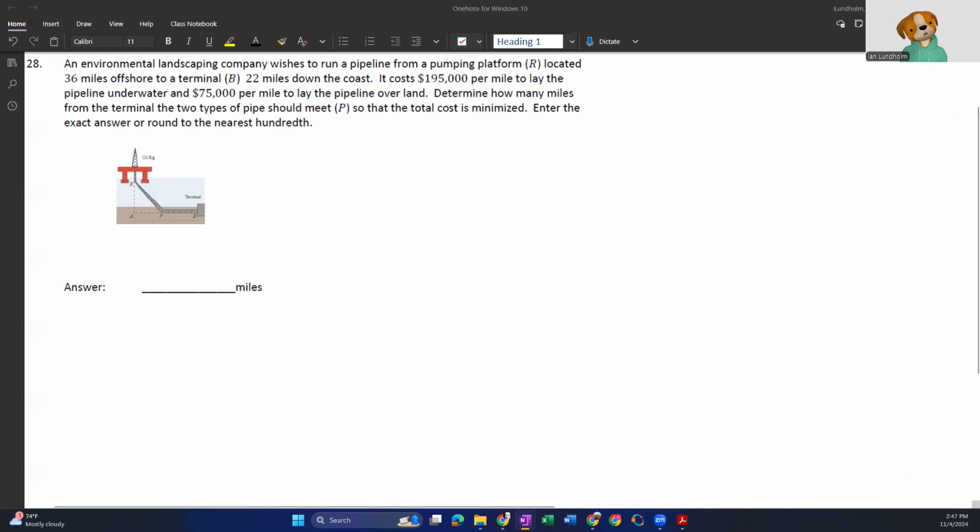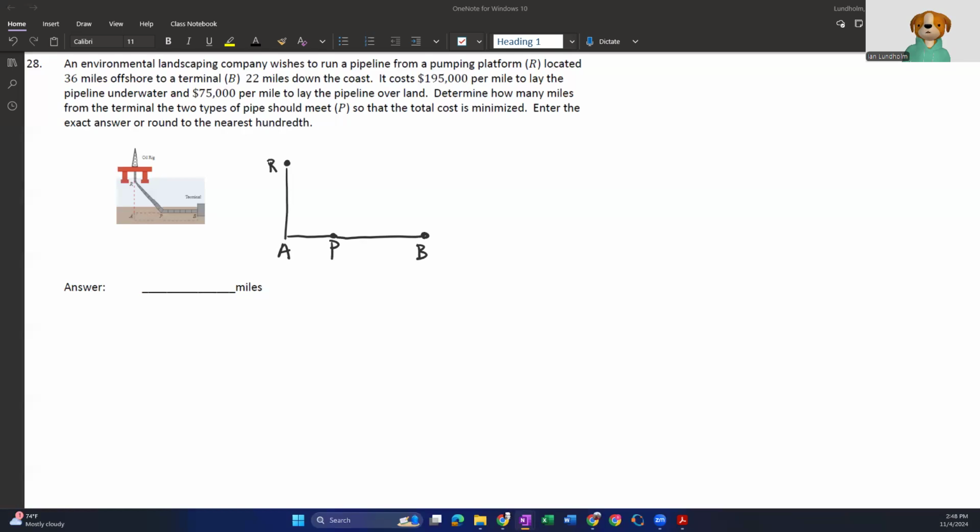Okay, we've got a landscaping company that's running a pipeline. I didn't see the R and the B and the P on this diagram in class. I think we can do a better job of labeling this. This point up at the top, they've labeled R. Going straight down, they labeled this A. A little bit here, they've labeled a point P. And then all the way over here, we've got the terminal B.